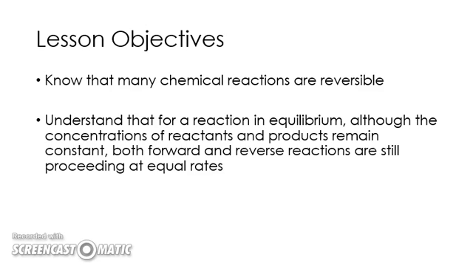So looking back at our lesson objectives, they were to know that many chemical reactions are reversible, to understand that for a reaction in equilibrium, although the concentrations of reactants and products remain constant, both the forward and reverse reactions are still proceeding at equal rates. So as usual, if you don't understand these lesson objectives, then either go back and rewatch the video or have a look at the textbook or do something to make sure that when you come to lesson, you understand these lesson objectives.